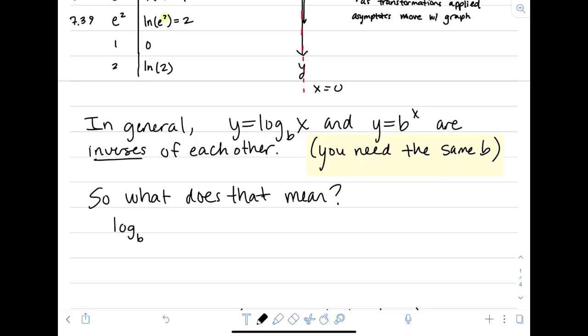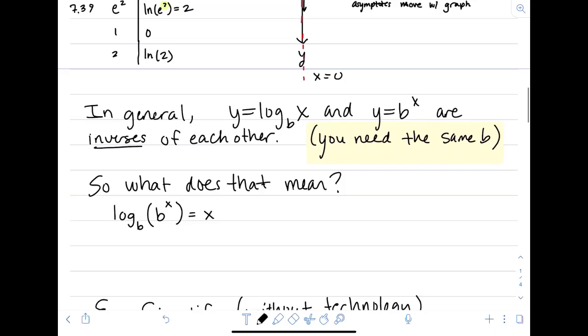If I take log base b of b to the x, we've noticed that the log base b and the b to the x undo each other. So you would just get x outputted. And on the other side of that, if I tried to do b to the log base b of x, those will undo each other and you'll be left with x.